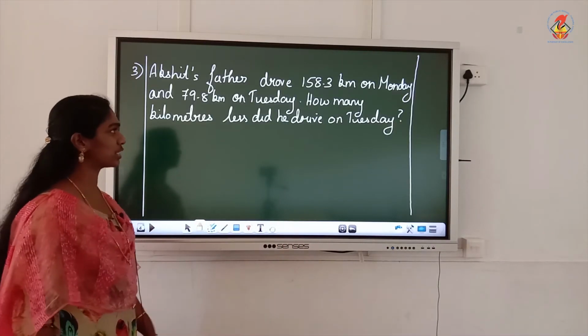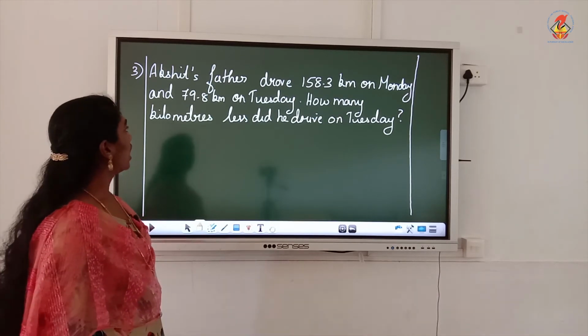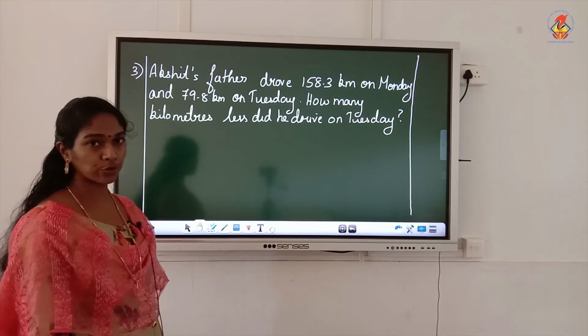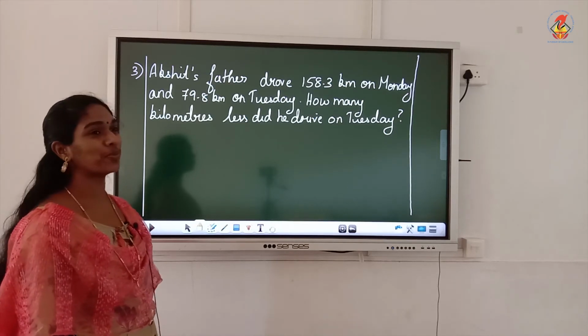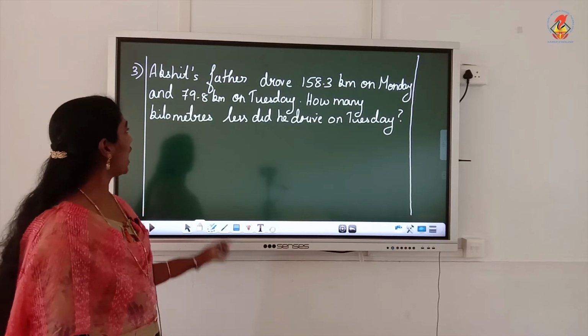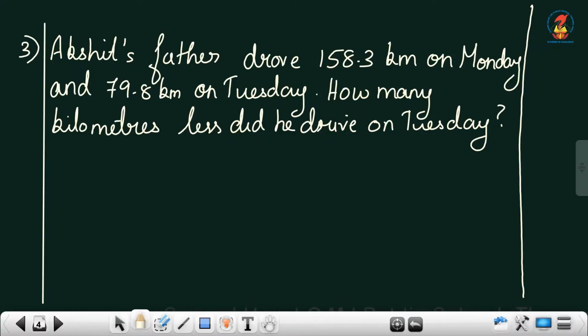Now, moving on to some word problems here. Akshit's father drove 158.3 kilometers on Monday and 79.8 kilometers on Tuesday. So on Monday he drove more, on Tuesday he drove less. What is the question? How many kilometers less did he drive on Tuesday?